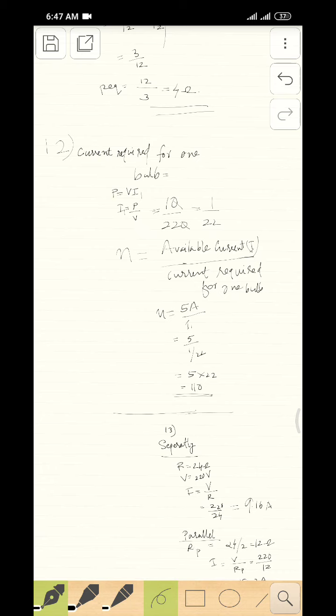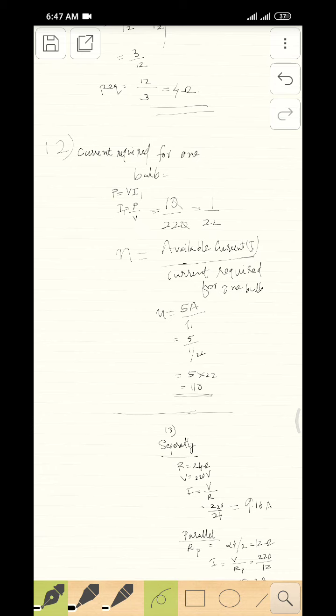So for one bulb, the power consumption is 10 watt. So 10 will be equal to V into I, where the V value is given as 220 volt. So 10 divided by 220 will be equal to the current required for one bulb. So that is 1 by 22.